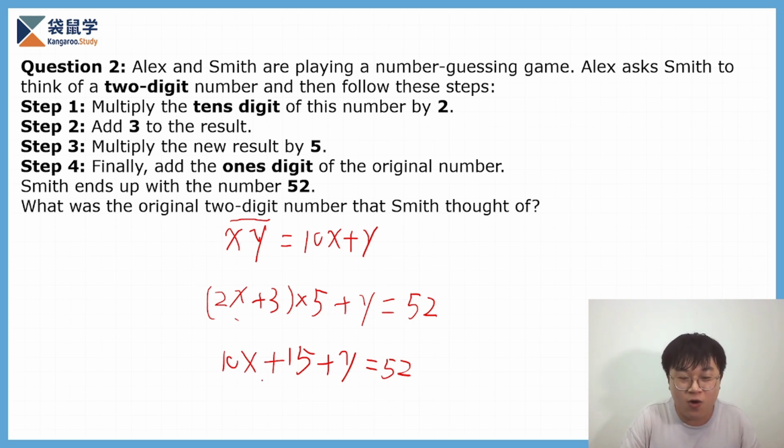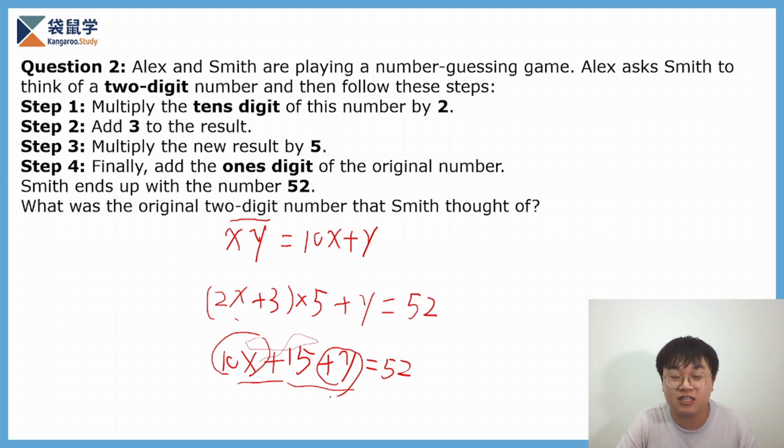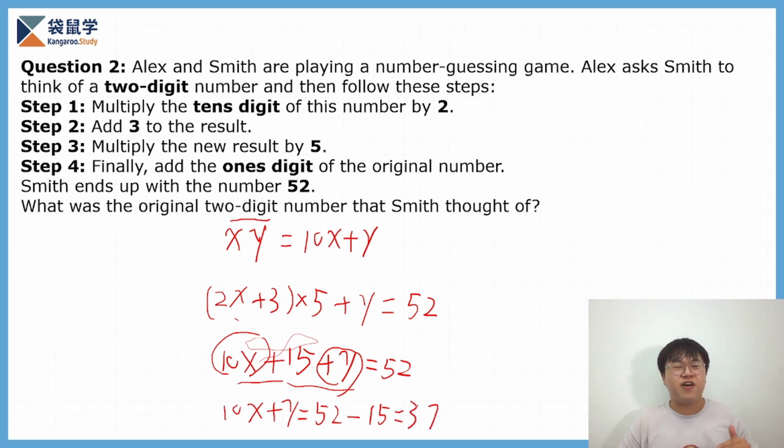And in the result here, what can we find? 3 seconds for you to think about it. 1, 2, 3. What a beautiful coincidence. Here, we just have the 10x plus y. So if we want to find its value, we just use the 52 minus 15. And the final answer will be 37. So we can find again here our process is very easy, clear, beautiful.